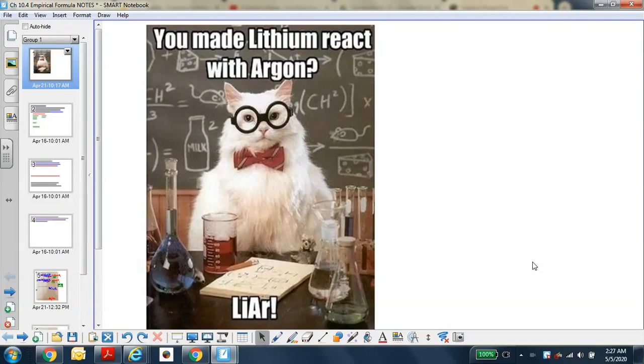Hi, I'm here with Chemistry Cat. You made lithium react with argon? Liar. Argon doesn't like to react with anything because it's a stable, noble gas.